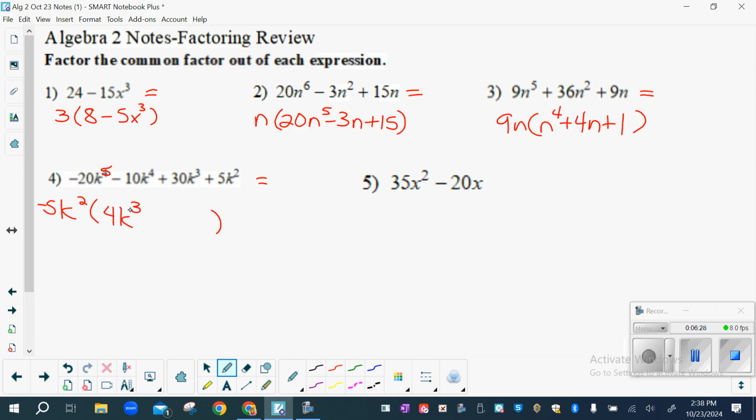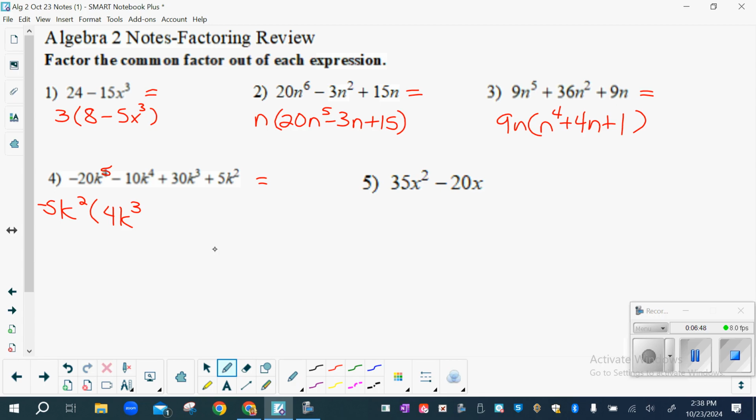4k to the 3rd? Does that make sense? No. So negative 5 times 4 is negative 20. K squared times k to the 3rd, we add those exponents to get k to the 5th. You have to just shift to negative on 5k. So we want to factor out that negative.